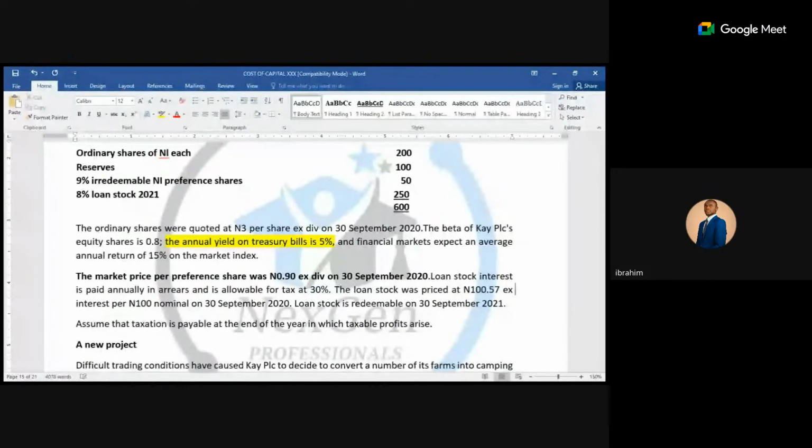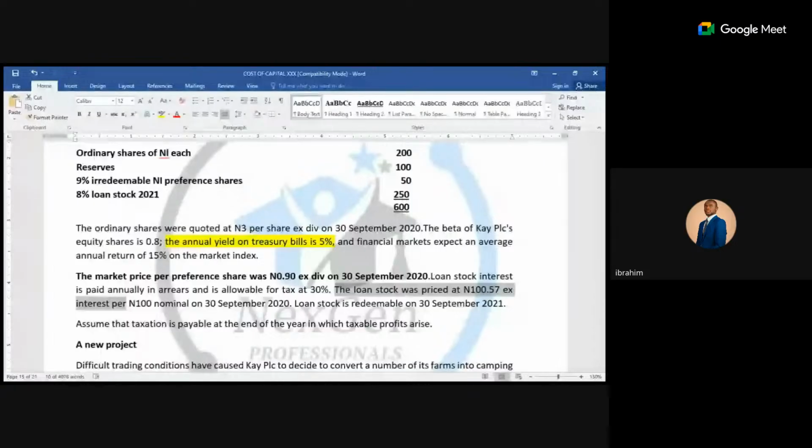At 30%, right? That is the tax element. They're giving us the tax rate. Don't forget there will be a relief. They're giving us a tax of 30% that we're applying on the interest. Now, the loan stock was priced at 100 naira 57 kobo ex interest.